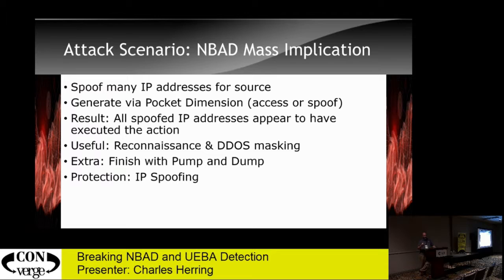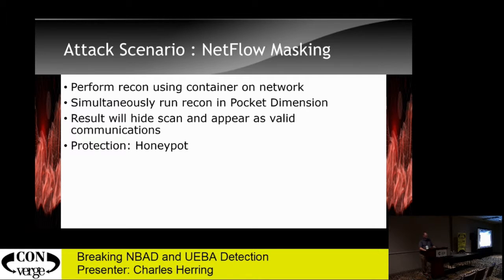And really, IP spoofing is probably the only thing that's going to help you here, and also MAC address logging at the access layer on NetFlow. And then also tagging the data, going back and being able to filter out which data was collected from those NetFlow records. Another one is a NetFlow masking attack.